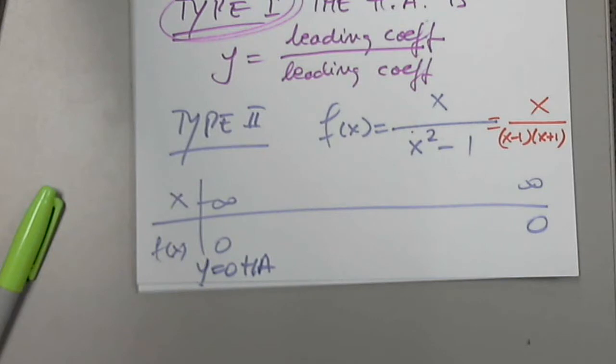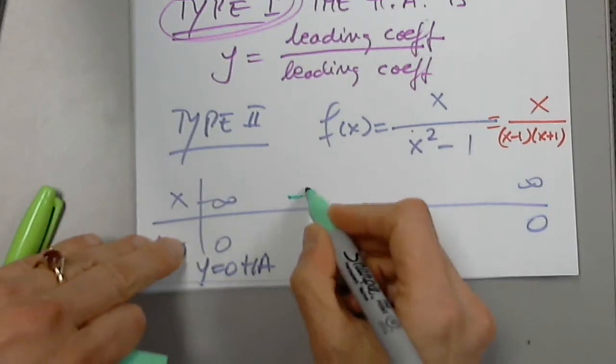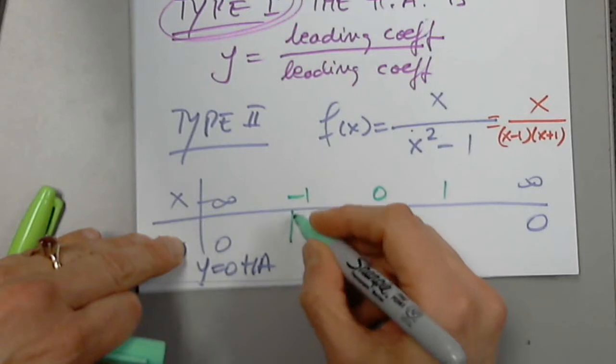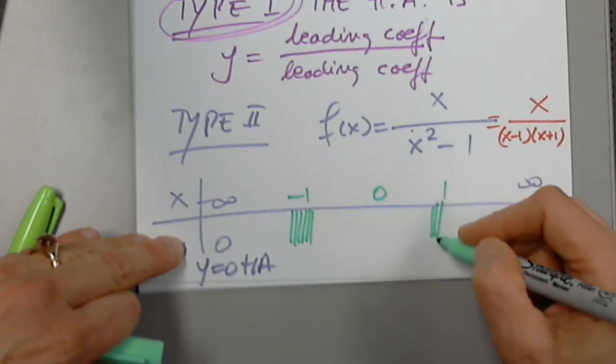Anyone? Say it again. Your jump? -1 to 1. Exactly. Awesome. Very good. So -1, 0, 1, nothing here. Nothing here.